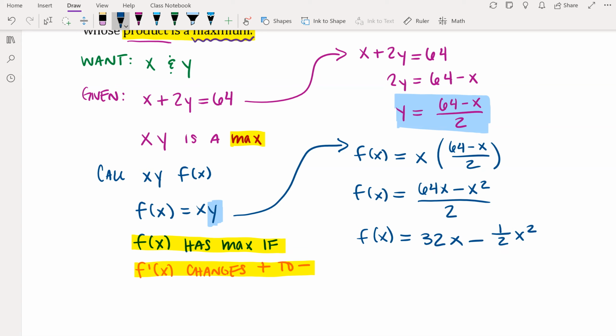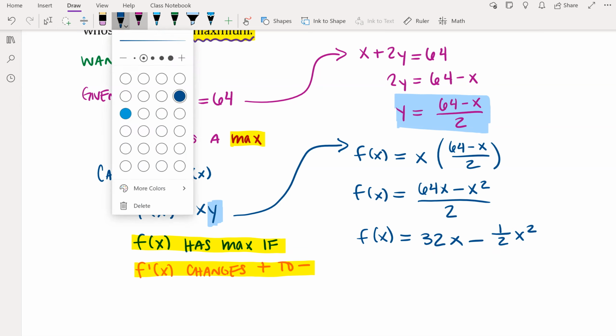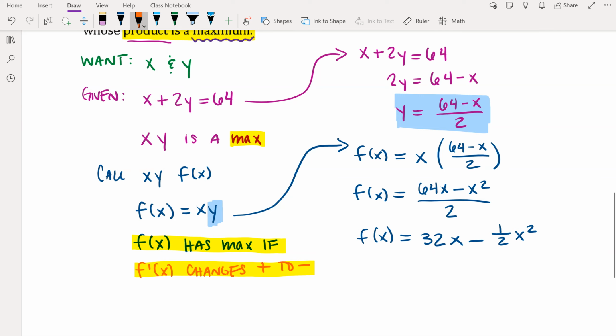Okay, why did I simplify it that way? Because I wanted to simplify it in a way that makes my derivative easier to find. So now I can find f prime of x. Remember, I need to find f prime of x to see when it changes positive to negative. So f prime of x equals 32 minus x.